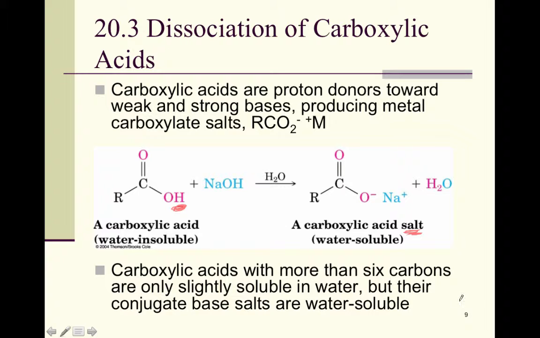Carboxylic acids with more than 6 carbons are only slightly soluble in water, but their conjugate salts are water soluble. If we have a small R group, we can have some carboxylic acids water soluble, and we know that because we know acetic acid, the component in vinegar, is water soluble. As the R groups get bigger, in any organic compound, solubility always decreases. What we're finding out here is if we have a much larger R group, in this case 6 or more carbons, we can convert it to its carboxylic acid salt, and those larger molecules become water soluble.